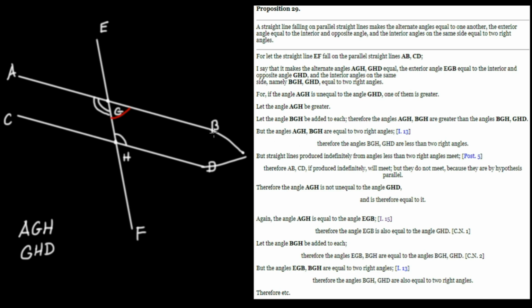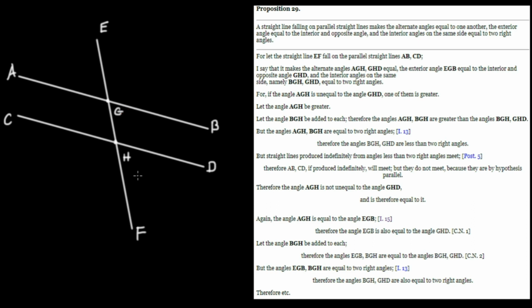Notice that the fact that these two meet contradicts the given, which is that AB and CD are parallel. So we have the absurd situation in which we have two lines being parallel and not parallel. Hence, the supposition that generated this absurdity, namely the inequality of these two angles, must be false. And therefore, we conclude that the angle AGH is not unequal to the angle GHD, and is therefore equal to it. So now we have the equality between these two alternate angles, given that AB and CD are parallel.